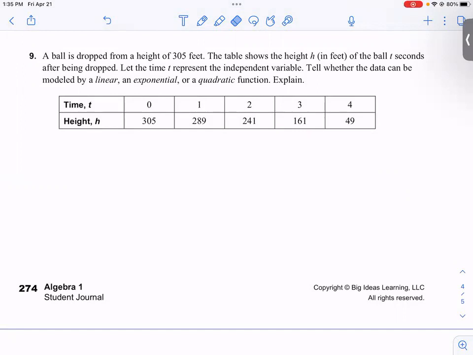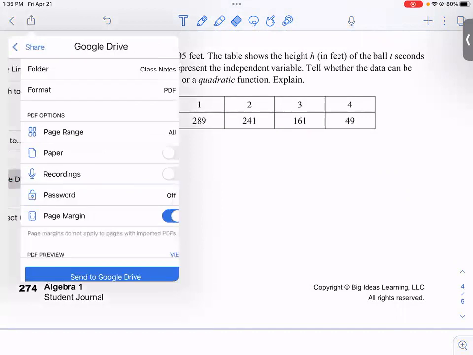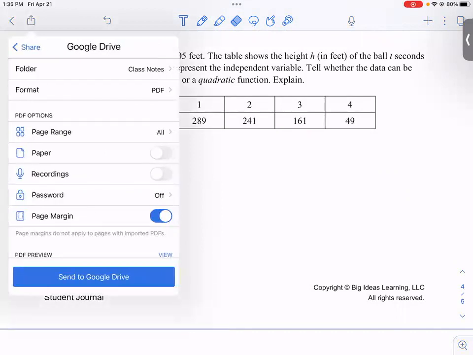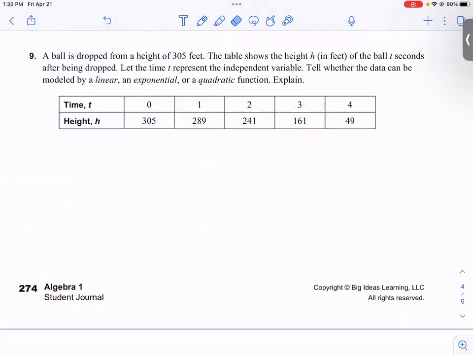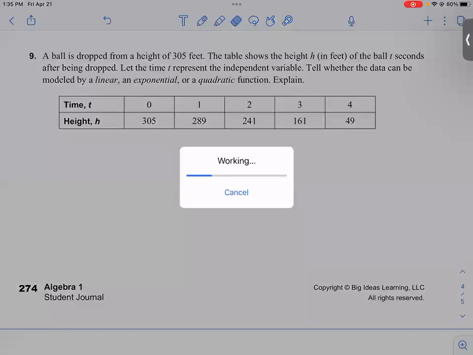Okay, you have a book assignment. It's already on Google Classroom for you.